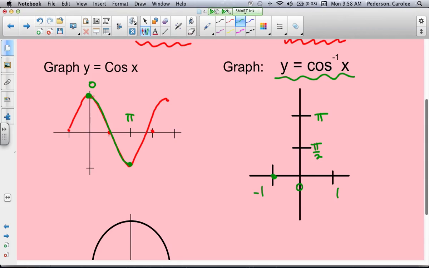be like this. I'm just graphing 3 of them, just a quick piece of it. It'll look like that.